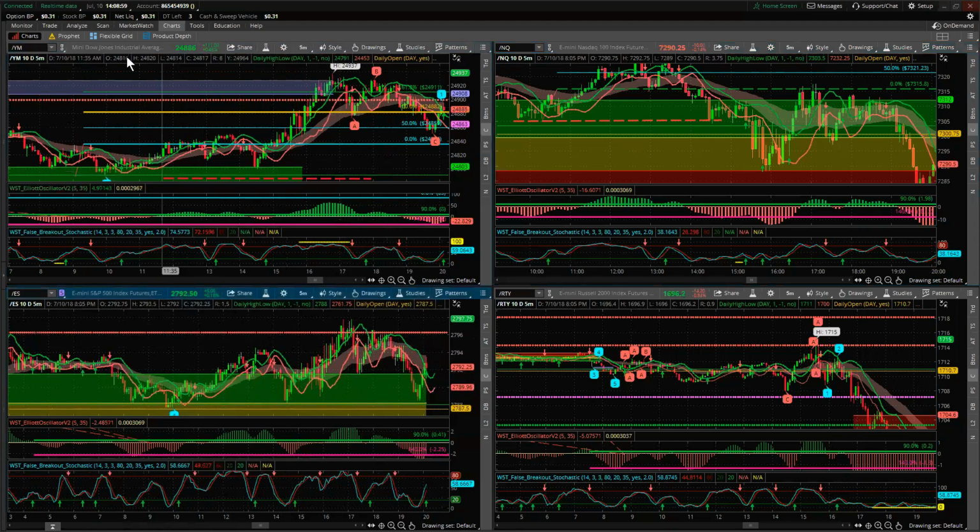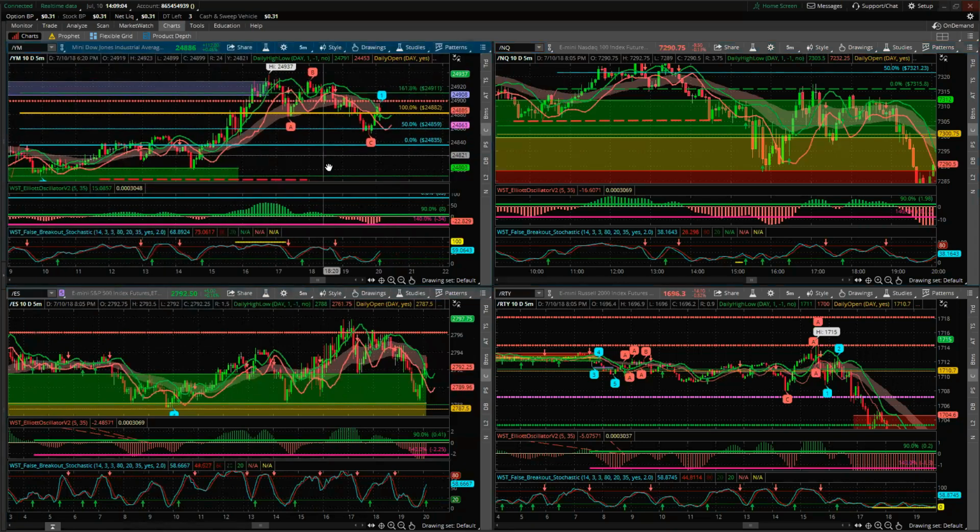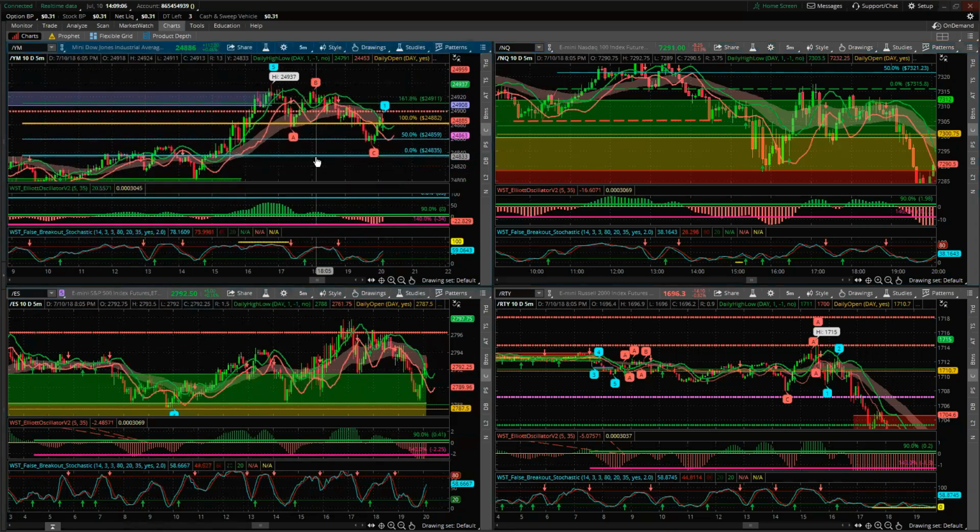So this is how my charts look, okay? I've got two panels, two screens. I've got 4 charts for the index futures, and then on the screen above this, I've got the 4 charts for oil, gold, euro, and ZB. Okay, so every morning, just go in and set these up as we've just done.